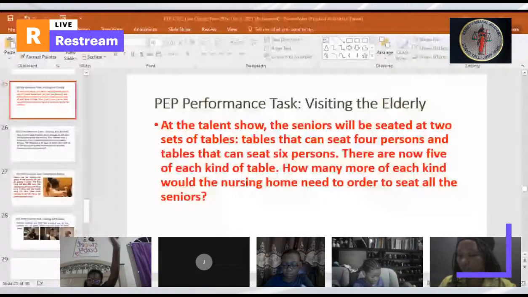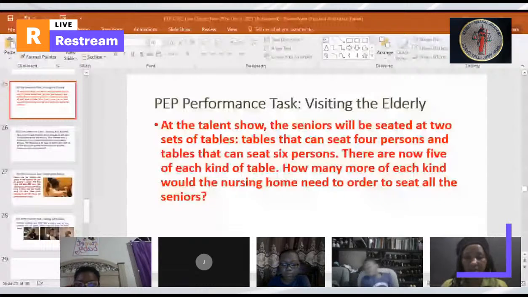Yes, Madison, go ahead. I say we would need four more of the six-person table because 6 times 4 is 24. Four of the six seater. Yes, so it's a 6 person table, all right? Six plus six is 24. The only option though, is that the only option?